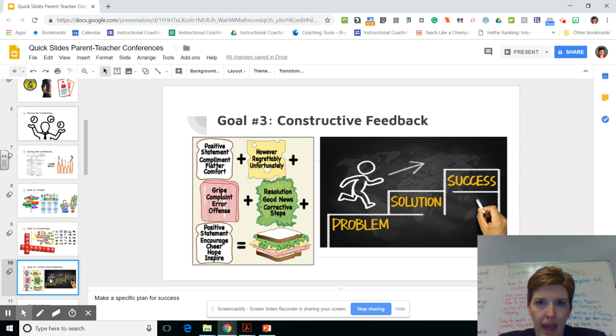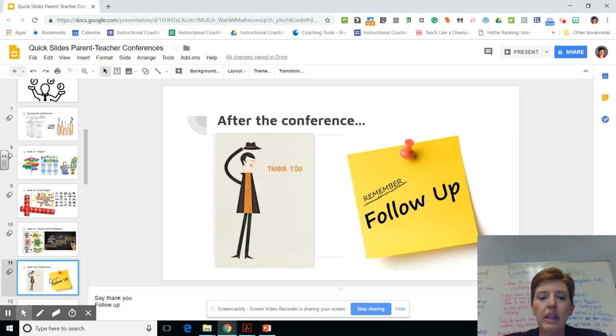Don't rehash the past over and over again, especially if you've already contacted the parent about issues in the past. Try to keep it focused on the future, keep it focused on the positive. Okay, so positive, the bad news, and then the positive again. After the conference, use some follow-up. Say thank you, maybe send a handwritten note just to reinforce that you appreciate the parent's time.